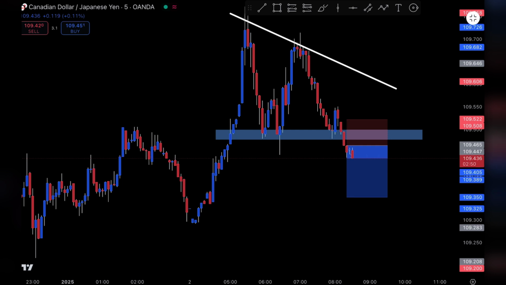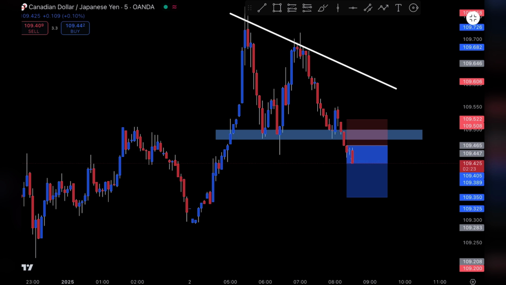Now, let's break down the exact setup that caught my attention. After the price retraced back to the resistance zone, I waited patiently for a clear rejection signal. And boom, right here, we got this strong bearish candlestick that closed below the resistance zone. This was a textbook rejection and a clear indication that sellers were stepping back in. At this point, I decided to enter a short trade, but before I pressed that sell button, I made sure to follow my risk management rules.